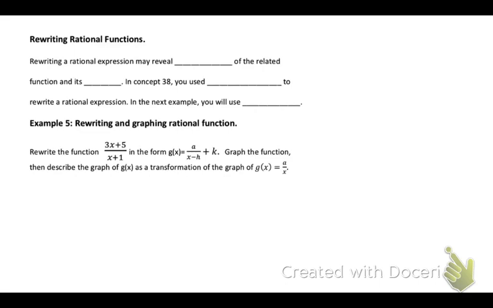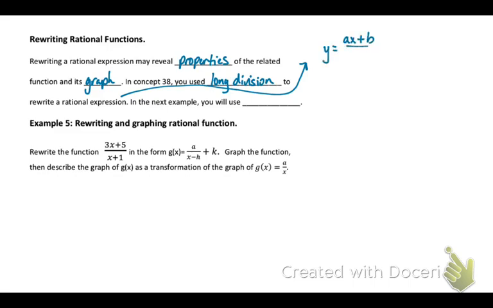So rewriting a rational expression may reveal properties of the related function and its graph. So in Concept 38, you used long division to rewrite a rational expression. You started with the complex rational expression, ax plus b over cx plus d, and then used long division to rewrite it into the simple rational function a over x minus h plus k. And that form is nice because we can tell all of the transformations when it's in that form.